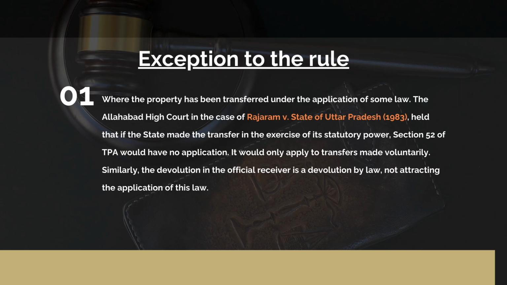Now we shall study what are the exceptions to the application of this rule. First is where the property has been transferred under the application of some law. The Allahabad High Court in the case of Rajaram versus State of Uttar Pradesh 1983 held that if the state made the transfer in the exercise of its statutory power, section 52 of Transfer of Property Act would have no application. It would only apply to transfers made voluntarily. Similarly, the devolution in the official receiver is a devolution by law, not attracting the application of this rule.